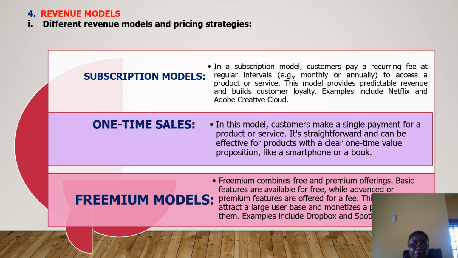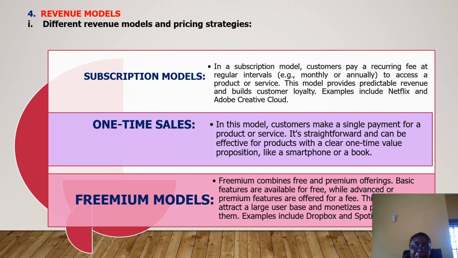Then another one is the freemium model. When we talk about the freemium model, freemium combines free and premium offerings. Basic features are available for free, while advanced or premium features are offered for a fee. Freemium is offered for free, while premium is offered for a fee. This model helps to attract a large user base and monetize a portion of them. Examples include Dropbox or Spotify.